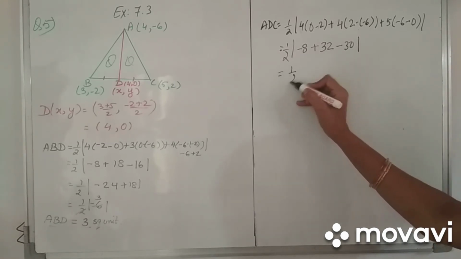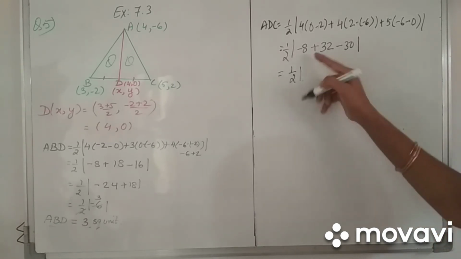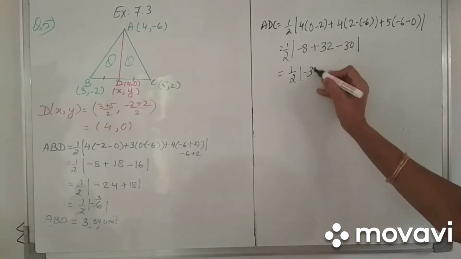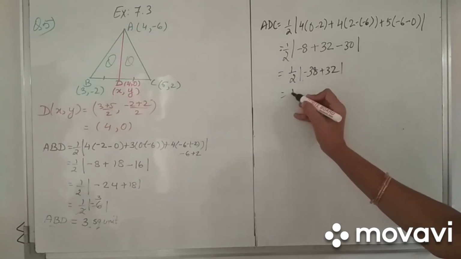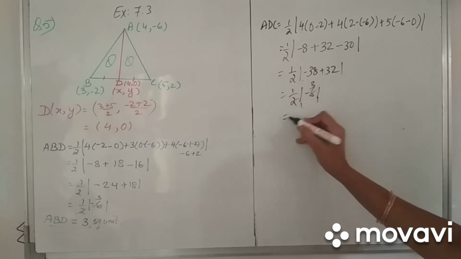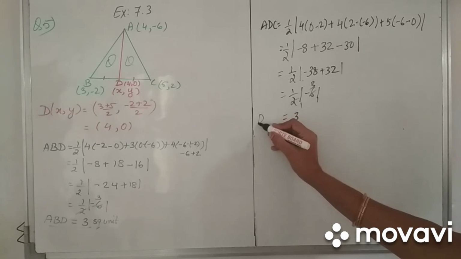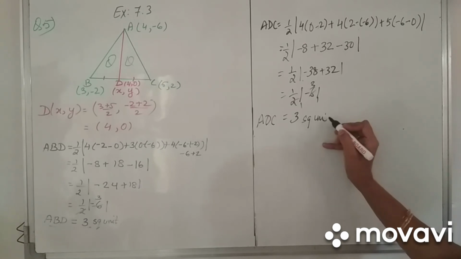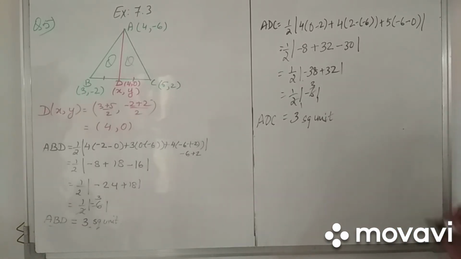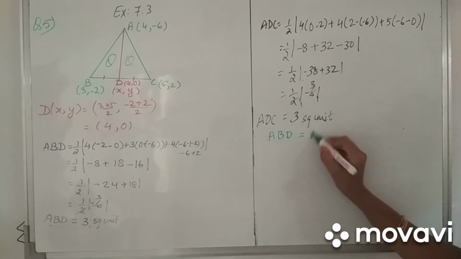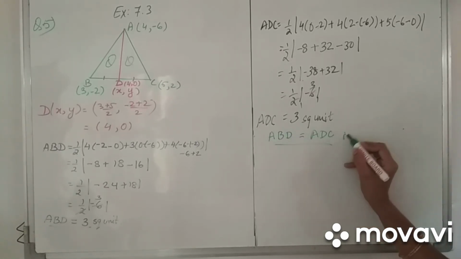So this is equal to 1 upon 2 in modulus. This will give me minus 8 minus 30 means minus 38, plus 32. Half of mod of minus 6. So 2 1s are 2, 2 3s are 6. So what I am getting is 3. ADC is equal to 3 square units. So from this you can say that area of ABD is equal to area of ADC.